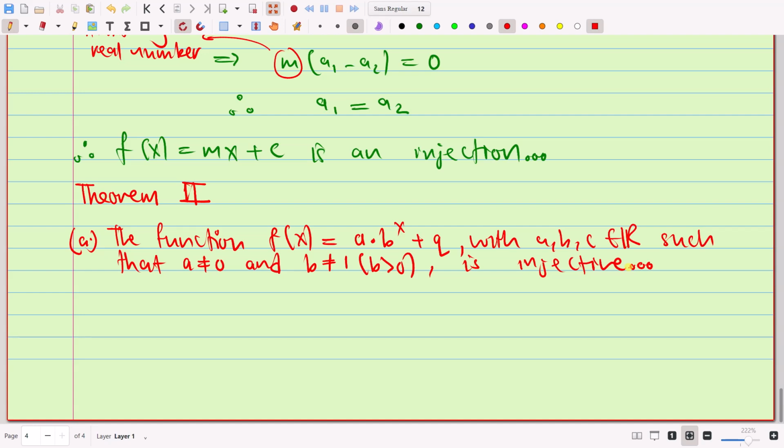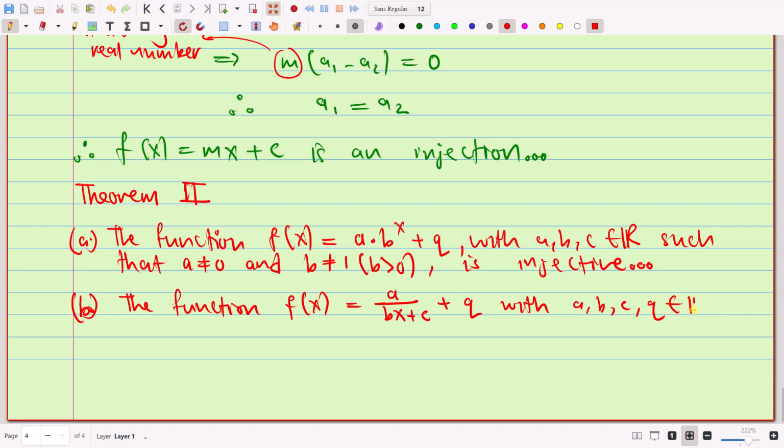One thing that you should know is that the exponential function defined that way is an injective function. The other thing that you should know again is that the function f of x, which is defined as a over bx plus c, plus q, with a, b, c, q elements of real numbers, is injective in its domain.